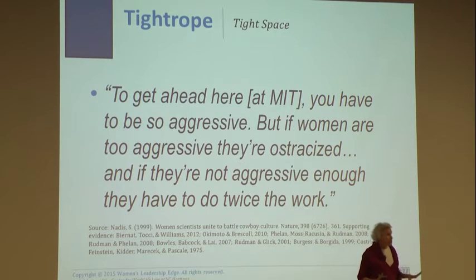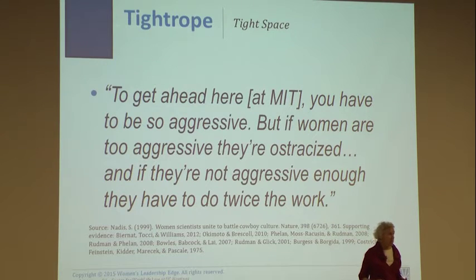The other effect of the tightrope is that it's literally a tightrope. To get ahead here at MIT, you have to be so aggressive. But if women here are too aggressive, then they're ostracized. And if they're not aggressive enough, then they have to do twice the work. And there you see the intersection between the prove it again and the tightrope. And this tightrope actually is even narrower for Asian American women.